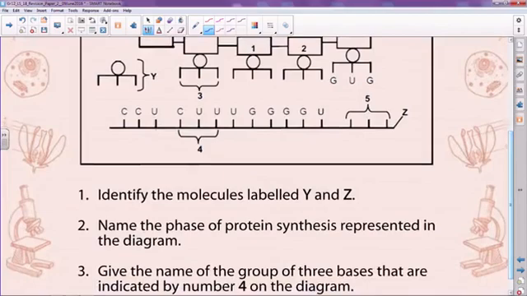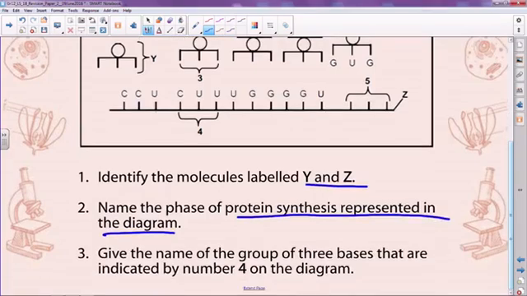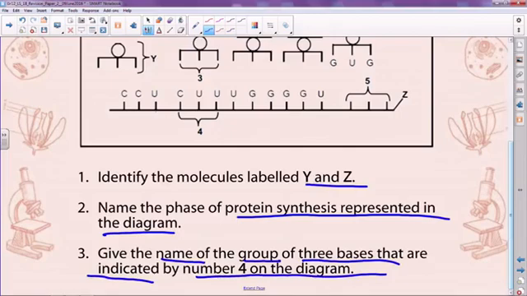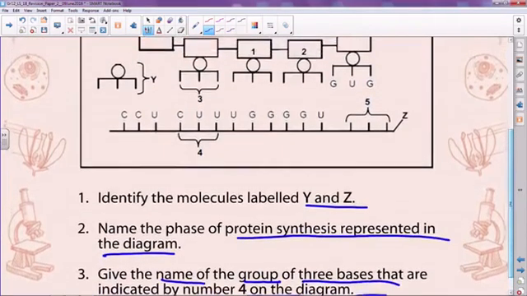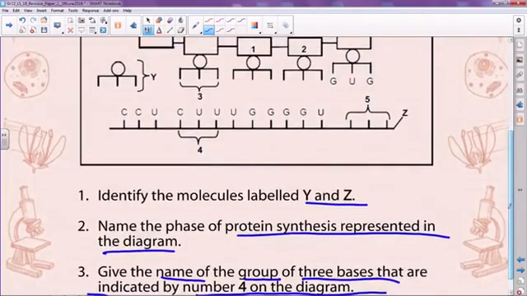Identify molecules labeled Y and Z. Name the phase of protein synthesis represented in the diagram. Give the name of the group of three bases that are indicated by number 4 on the diagram. That's quite confusing, so I'm going to move this up again so that you can see everything.